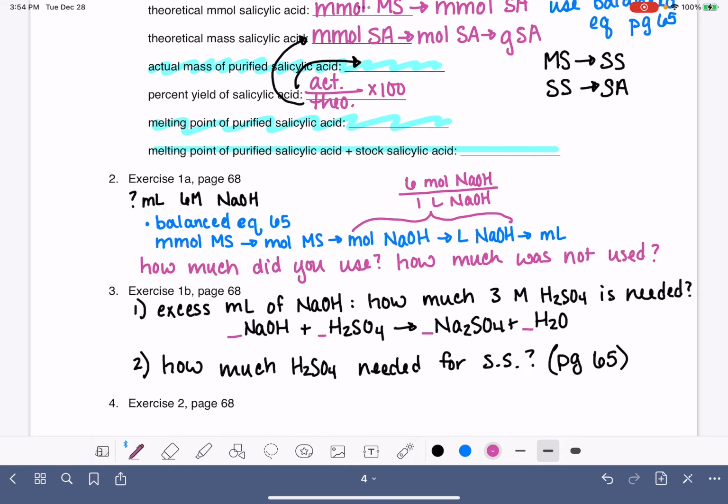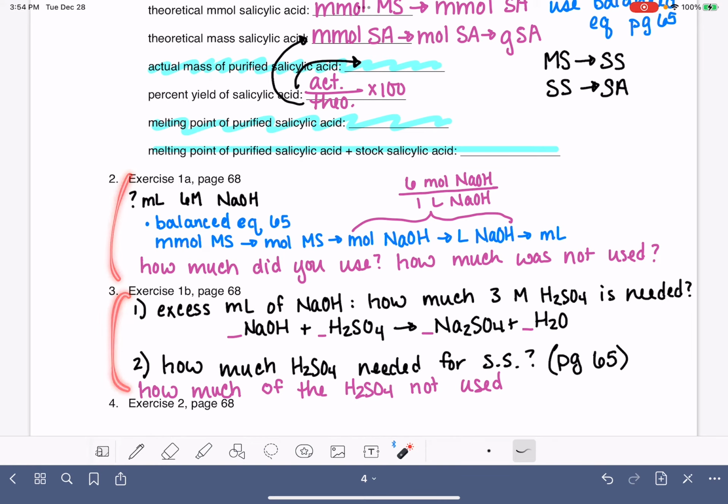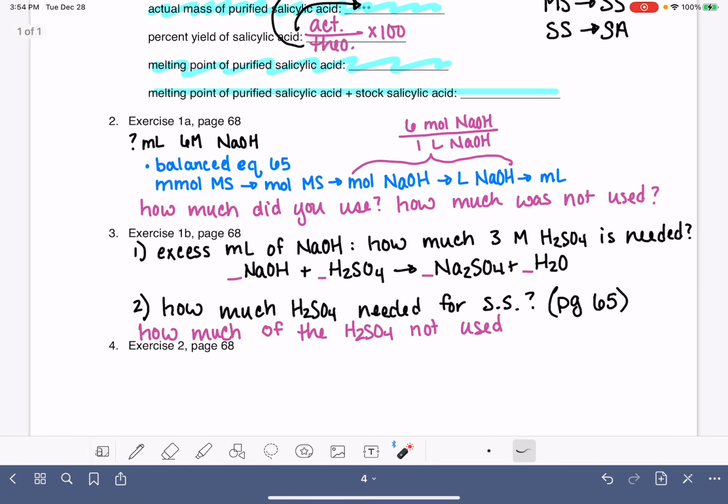And then once again, you also are going to calculate how much of the H2SO4 was in excess or was not used. So both of these are pretty labor-intensive calculations. Make sure you give yourself enough time to get through them. They're not easy. They're tedious. You can definitely do them, but they will take some time.